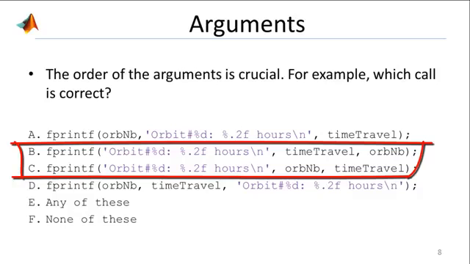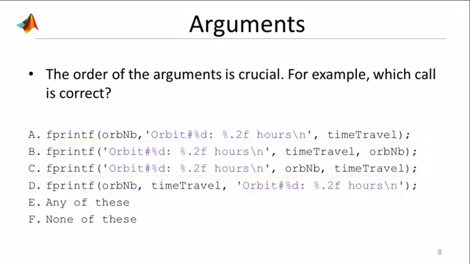It's either B or C, because the first argument of the fprintf function is the format string, and strings are usually in purple. But between the two, we know that the orbit number needs to display first, so C is actually correct. The other options are not valid at all. The first argument is orbit number, and that is not a string, so in this case, MATLAB would crash.